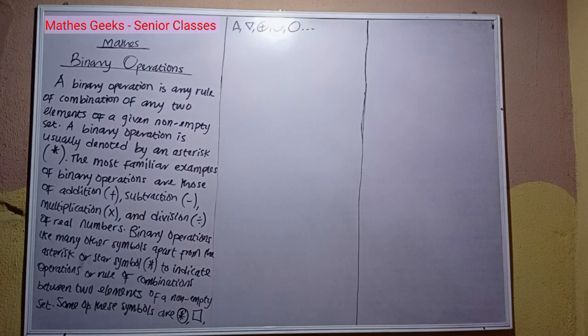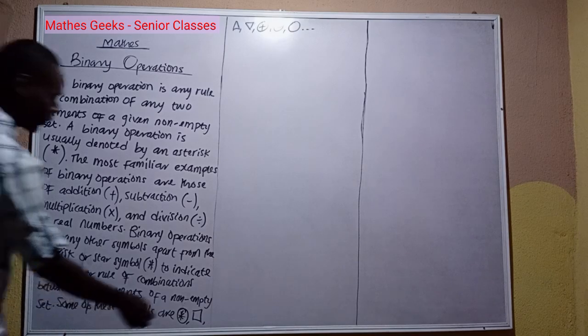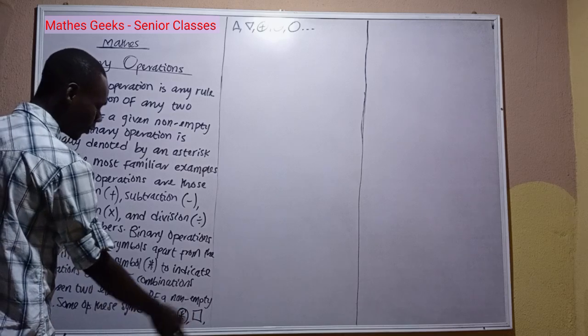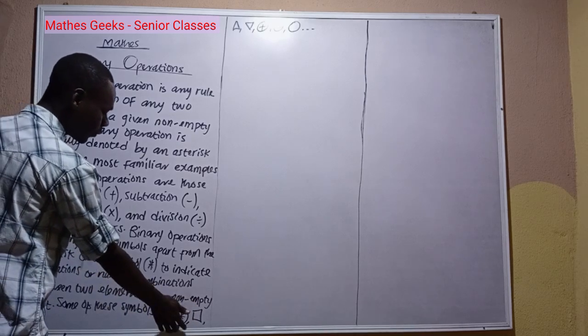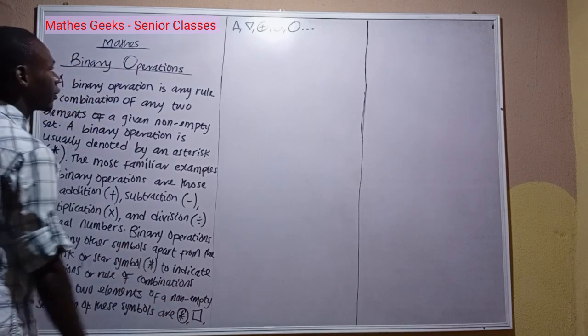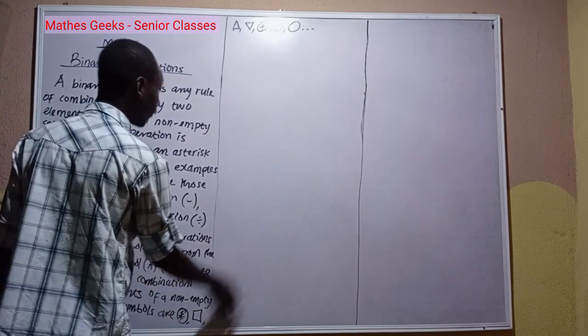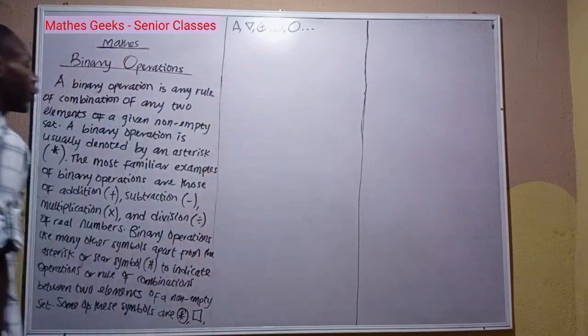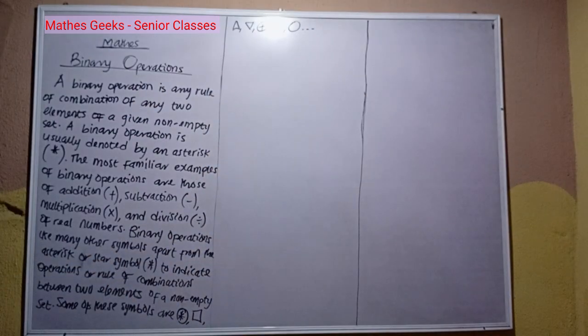Some of these symbols are, we can't give them names, so just look at them. You are going to see most of them as quick examples. These are some of the symbols used for binary operations. Usually, when they are given, they will be defined.